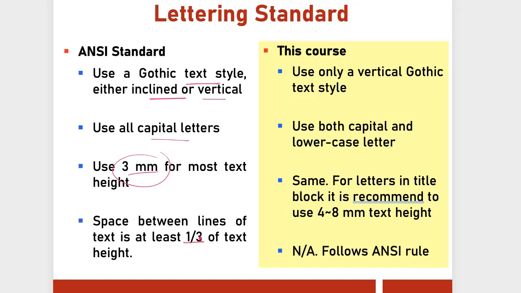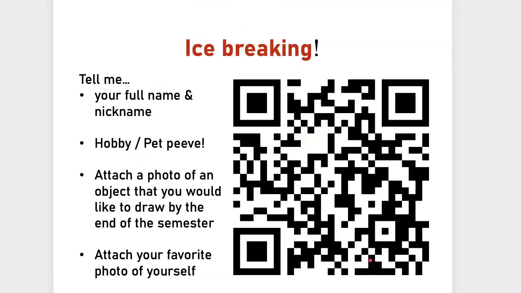Typically, we will use ANSI or ISO for lettering, but the rest is ISO. So this course only uses vertical. Use both capital and lowercase. For the height, we will use 3 mm. Sometimes it is not visible, so we will use between 4 to 8 text height. And then space between lines, we will follow ANSI rules, which is 1/3 text height will be the space.